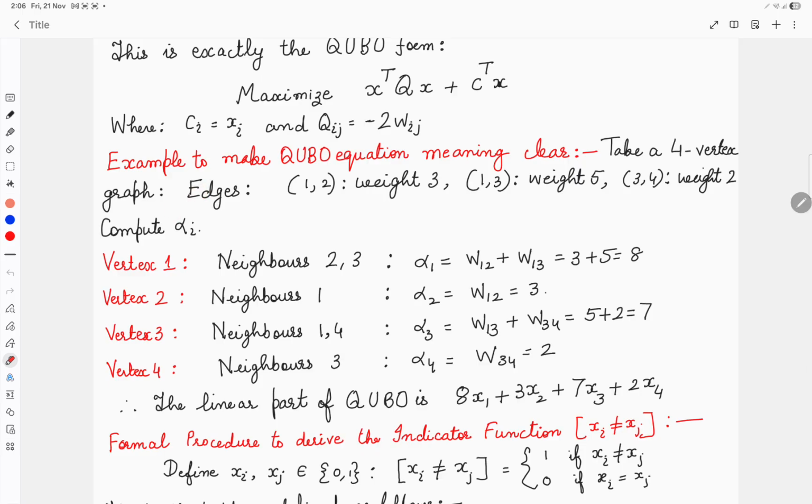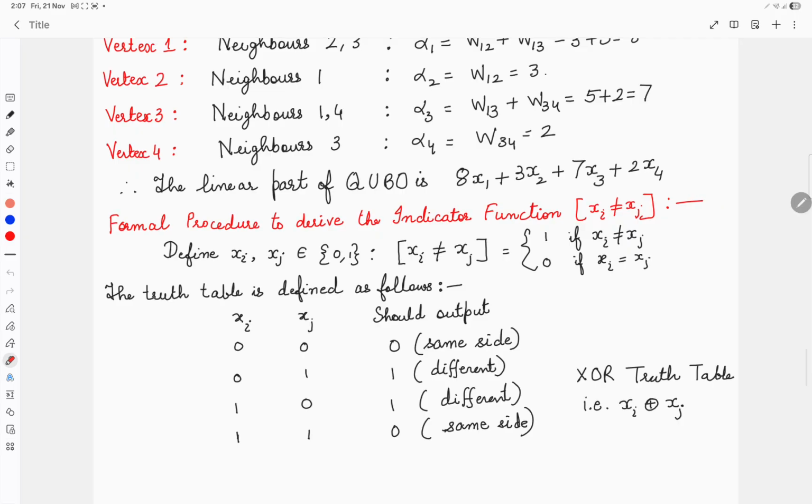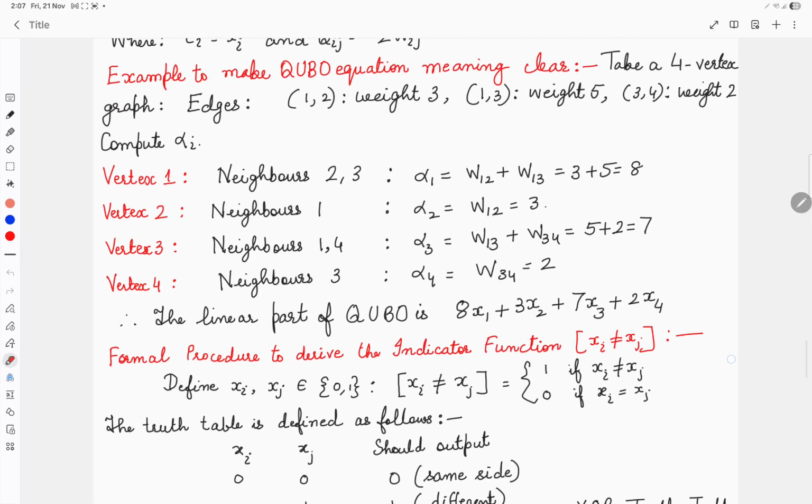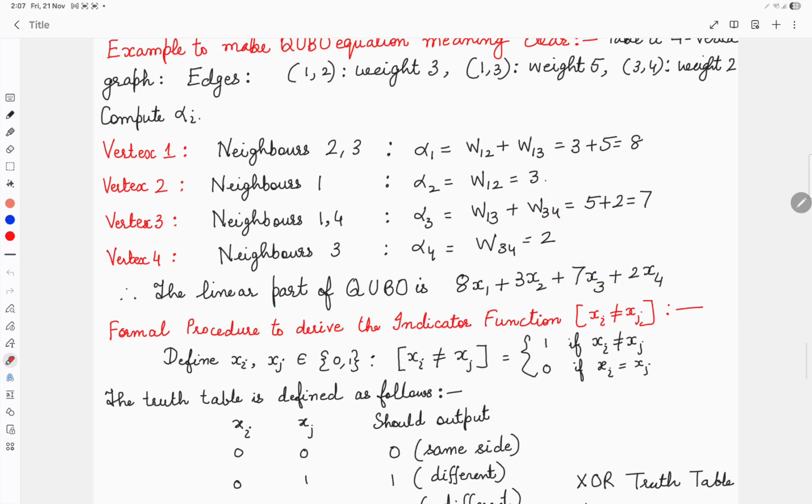Now we can take an example also to make the Kubo equation meaning clear. We will take a 4 vertex graph. These are the edges with weights I have given. For all the vertices, I will find out the neighbors. For vertex 1, what are the neighbors? It is 2 and also 3. So I can find out the weights, right? This is my linear part of the Kubo.